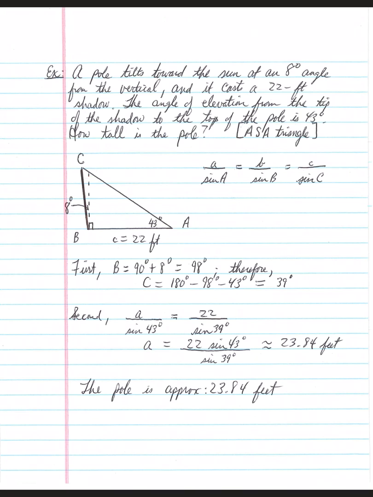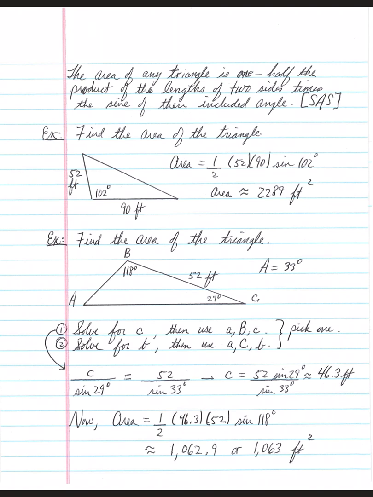Since we happen to know both side C and angle C, we'll use it as the comparative ratio. We're going to compare it. You will always know 3 of the 4 parts. Multiply both sides by sine 43, and the height of the pole is just shy of 24 feet.